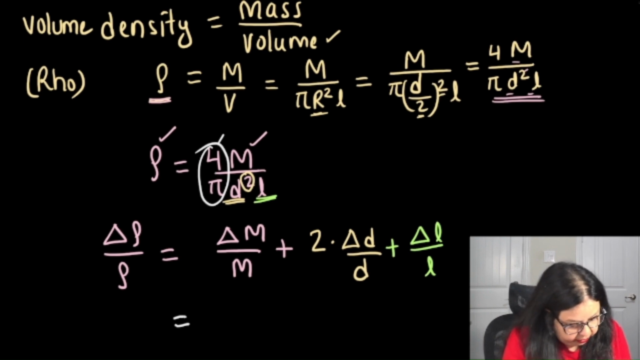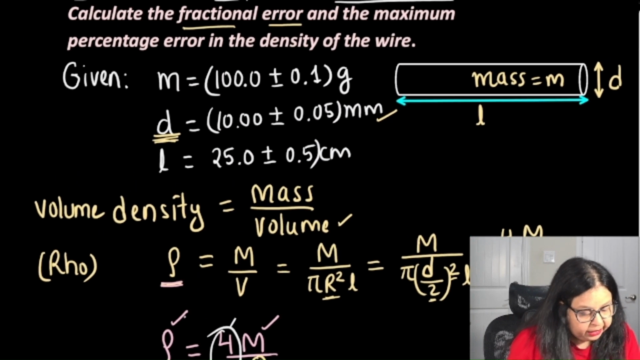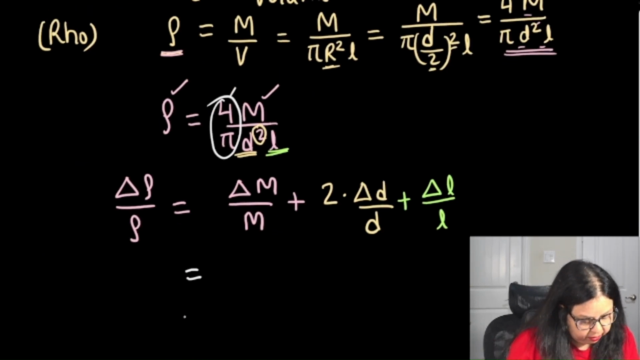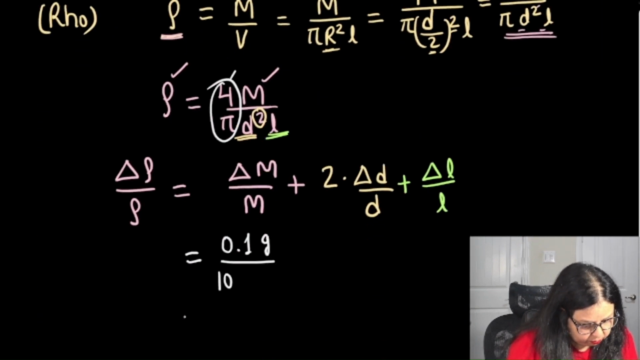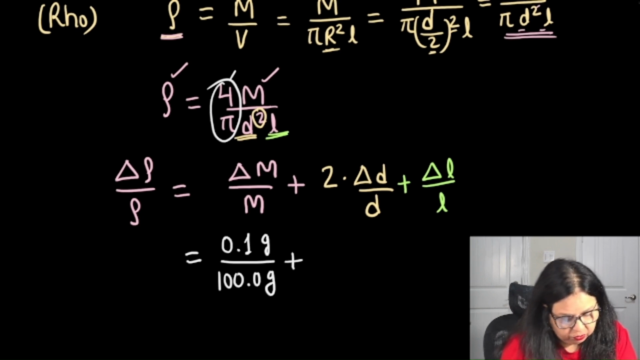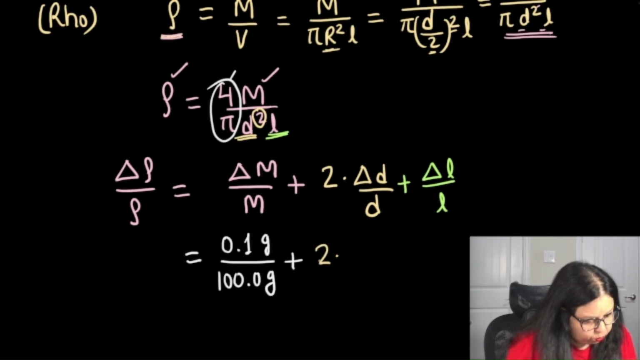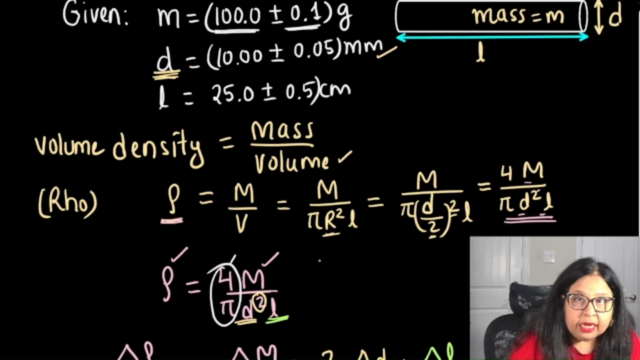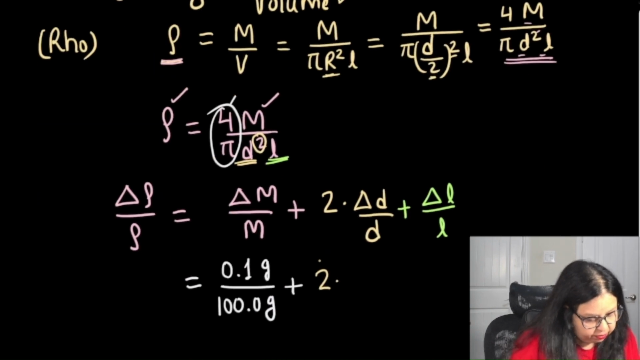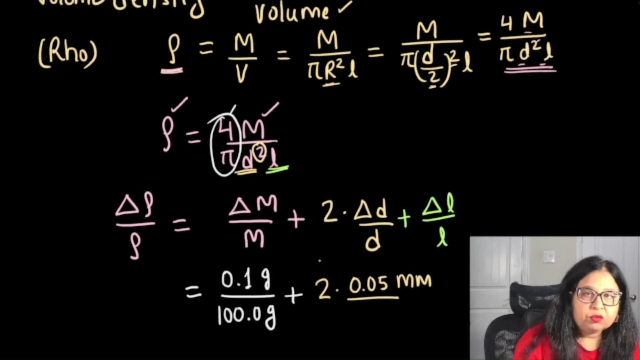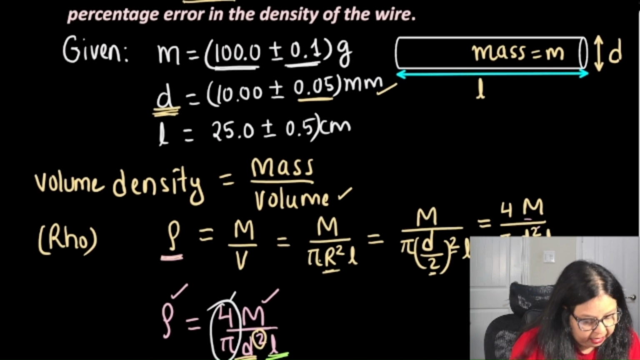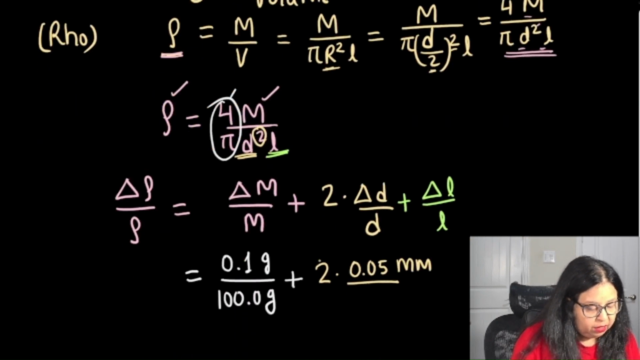How? Let's see. Delta M is 0.1. Okay. 0.1 grams divided by M, 100.0 grams, plus, let's use yellow. Why not? 2 times delta D. Delta D is 0.05, and I believe it's in millimeters. Yes. And D is 10.00.